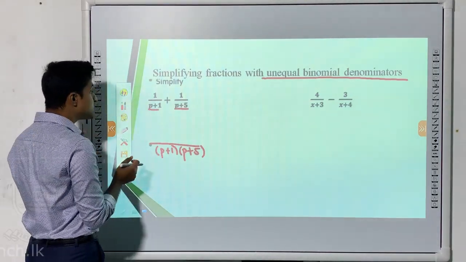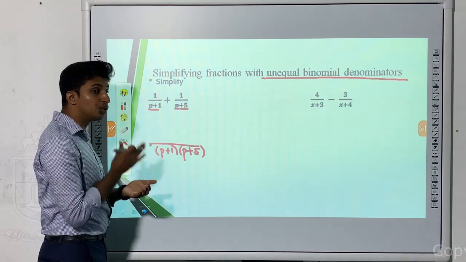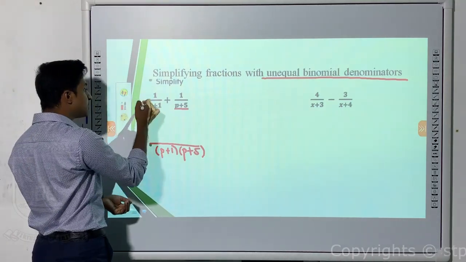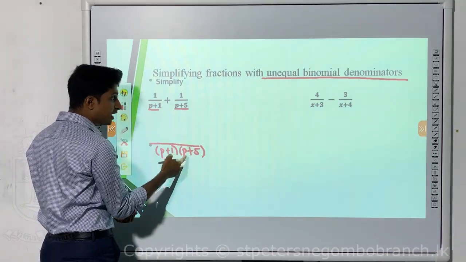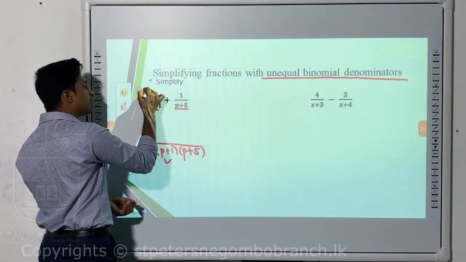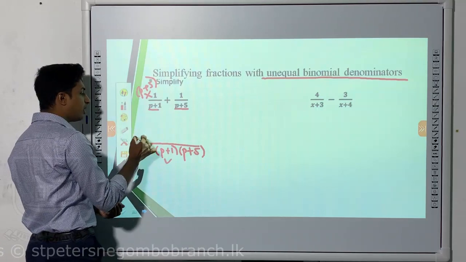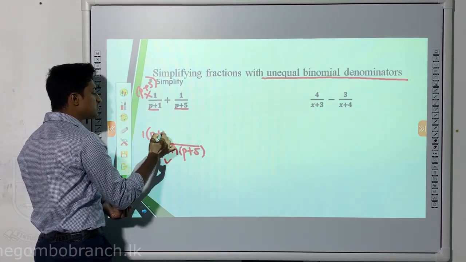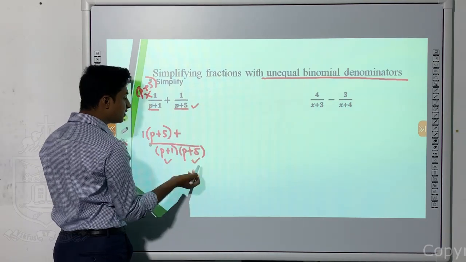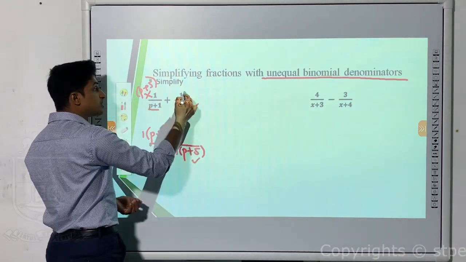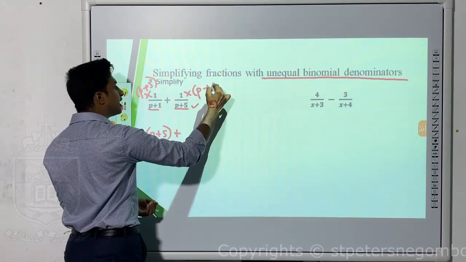Okay. Then check for which fraction you don't have what. Look at the first one. For the first one, I have p plus 1. I don't have p plus 5. So I have to give p plus 5 to that. So 1 times p plus 5. For the second one, I have a p plus 5. I don't have p plus 1. So I have to give a p plus 1 to that.